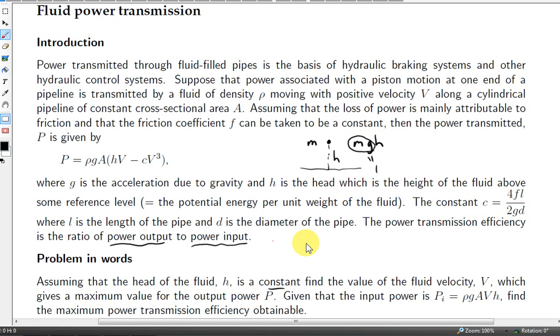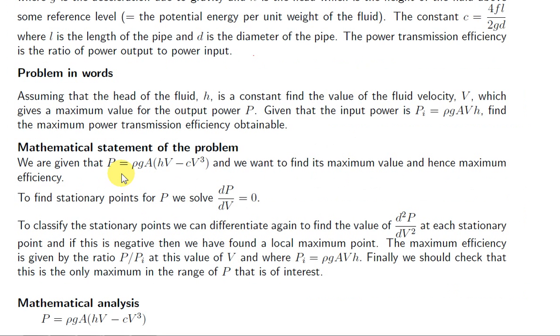So we have to imagine a fluid travelling in a pipe, so the pipe would be horizontal presumably, because its head h is the distance of it above some reference point. So the reference point is this horizontal line here. So we see that the independent variable in this function is v, because ρ, g, A, h and c are constants. The dependent variable is P. We want the value of v that maximizes P.